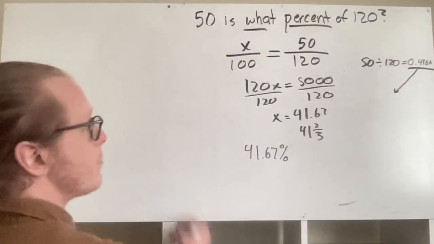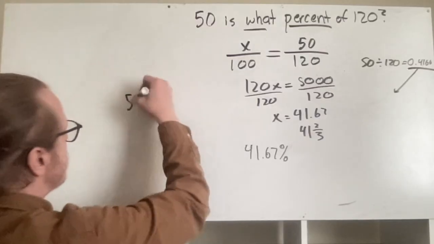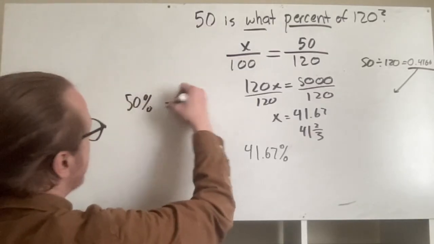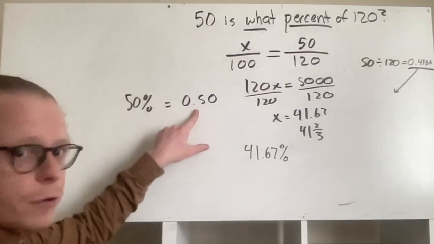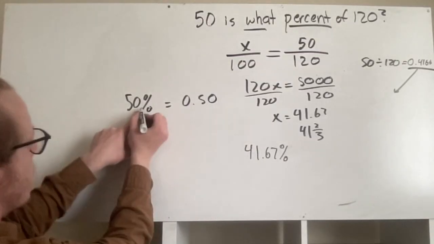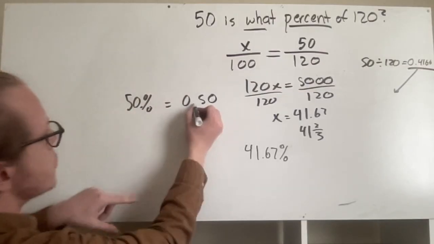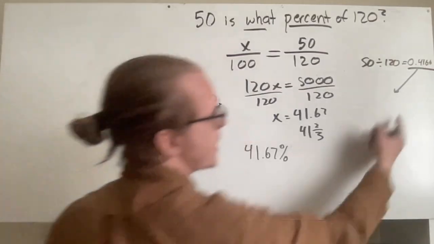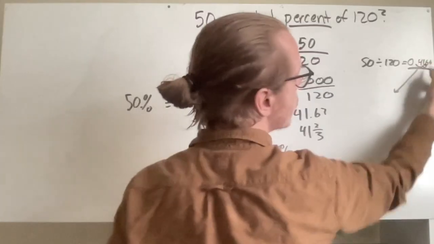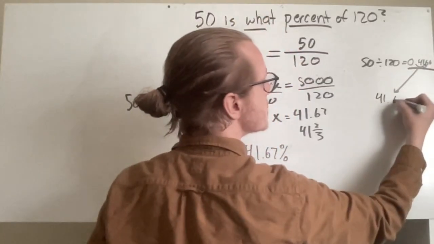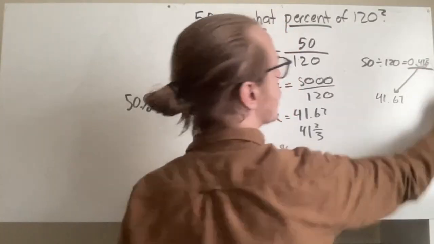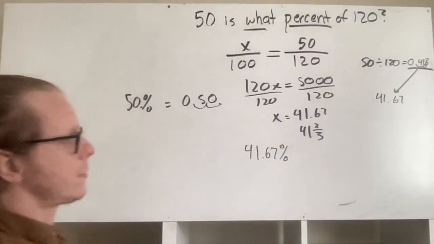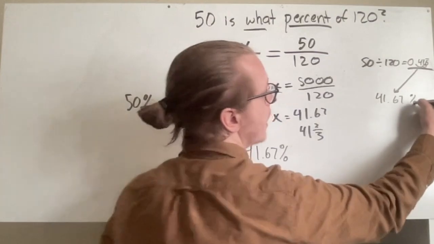What's the relationship between decimals and percents? 50% is 0.50. So if I'm going from the decimal to the percent, where's the decimal point right here? So I need to move it 2 spots over if I want to make it a percent. So 2 spots over would give me 41.67%. Okay, the same answer either way.